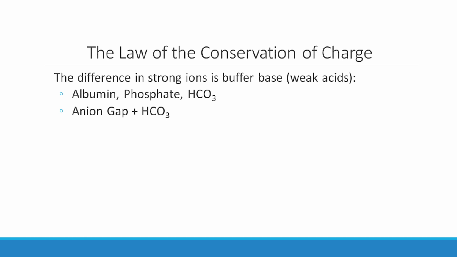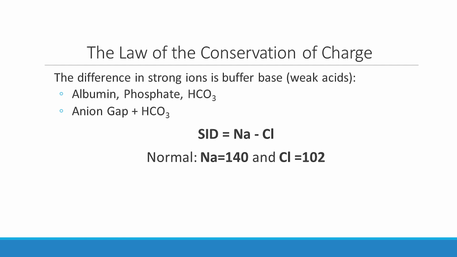The difference in strong ions is the weak acid. So it's albumin, it's phosphate, it's bicarb. It's just anion gap plus bicarb. So again, your SID, or your strong ion difference, is sodium minus chloride. The normal sodium is around 140, and normal chloride is around 102. And a normal SID should be 38. And so whenever you look at this difference, you should get a number around 38.